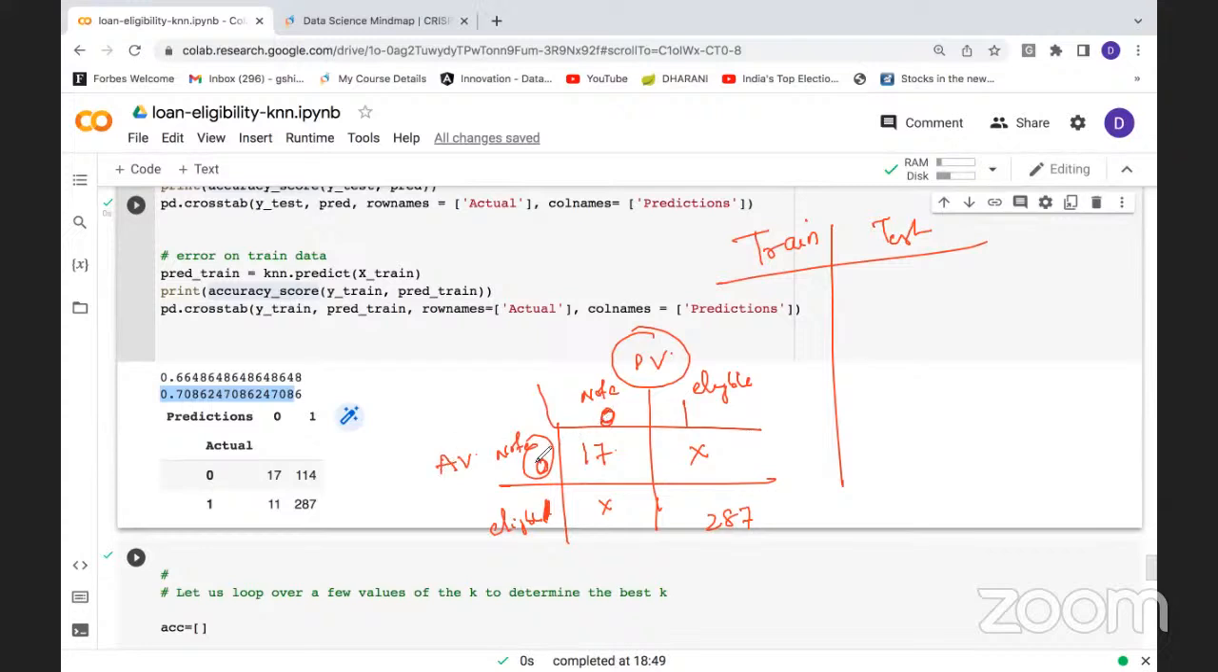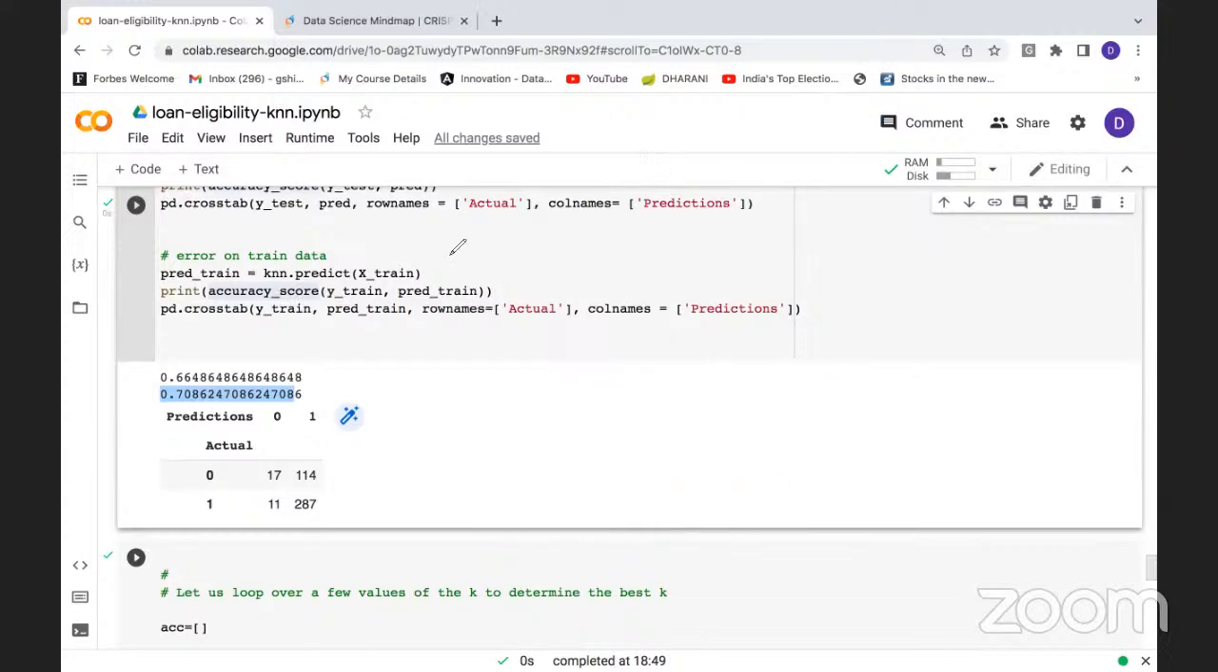Okay, actually they are not eligible, but your predicted value is telling they are eligible. These two are errors. So what you can do is to reduce the dangerous problem, and if you want to improve the accuracy of the model, you have only one weapon in your hands: to change the k value.